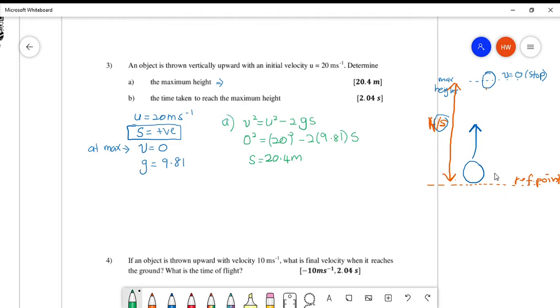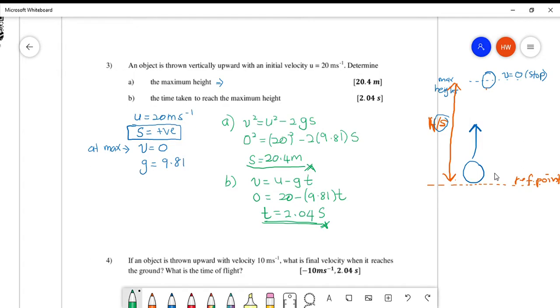Okay, good. Now, find the time taken to reach the maximum height. Okay, so this one is pretty easy. Okay, you can choose mana-mana equation. Okay, I will use my favorite one, V equals U minus GT. Okay, so V is 0 equals to U is 20 minus 9.81 T. Okay, T is the one that we want to find. Therefore, our T we will get 2.04 second. Okay, senang je soalan ni.